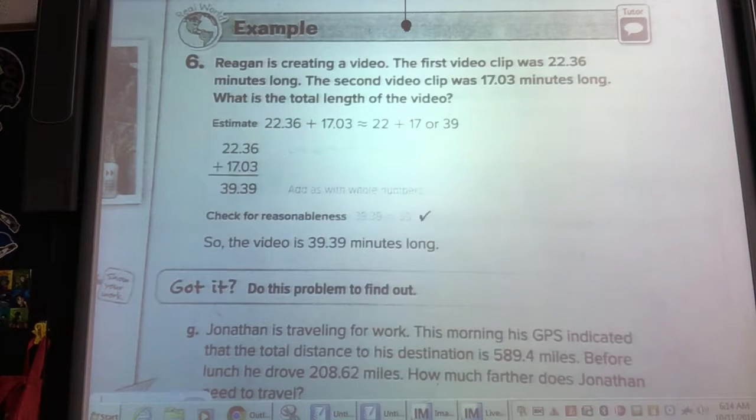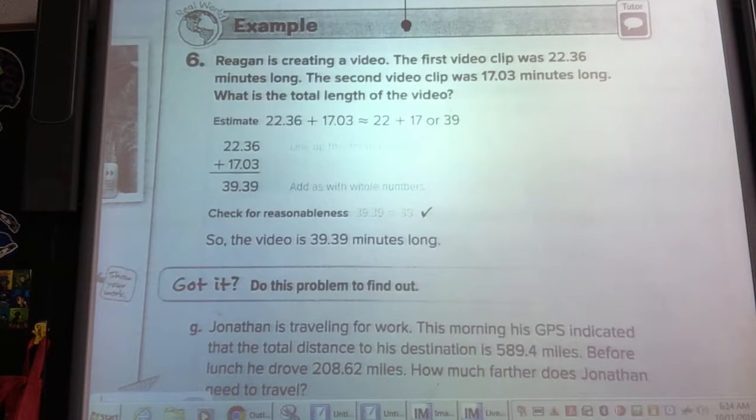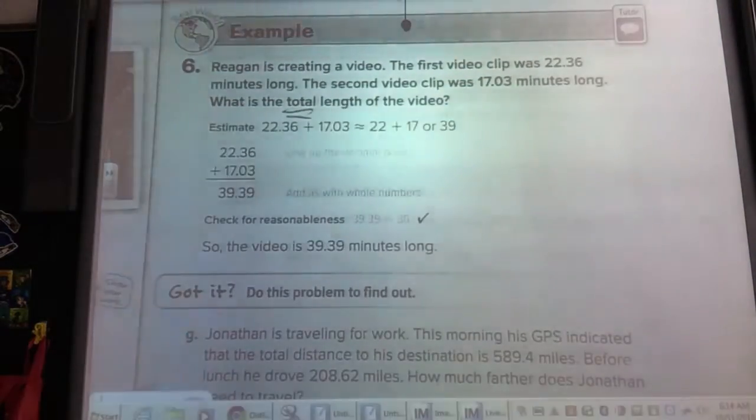This one says that Regan is creating a video. The first video clip is 22.36 minutes long. The second one is 17.03 minutes long. What is the total length of the video? Total should tell you right there, we want to sum, we want to add.